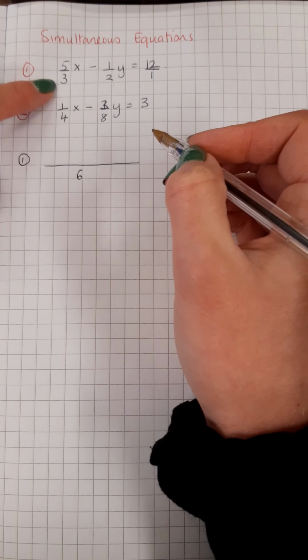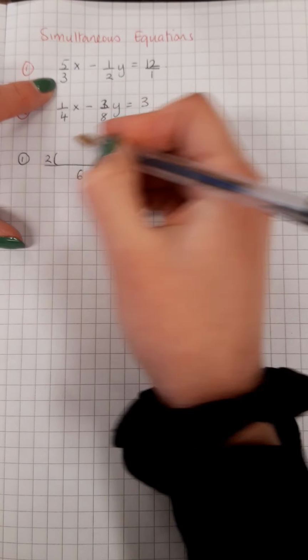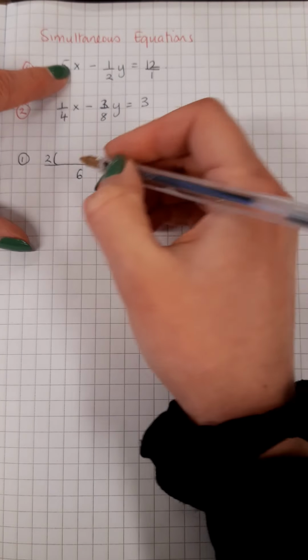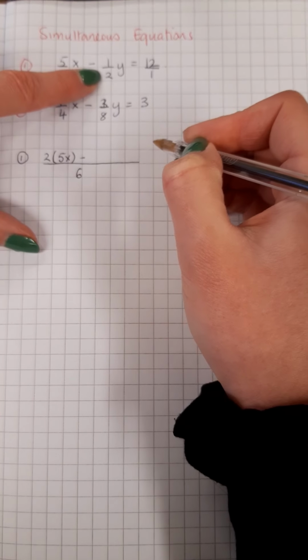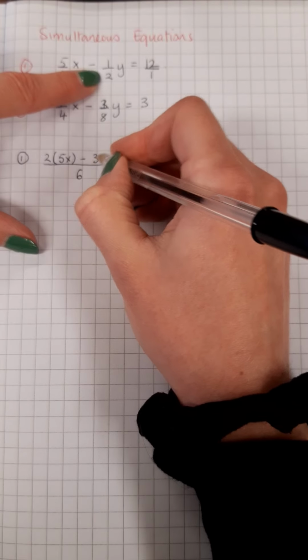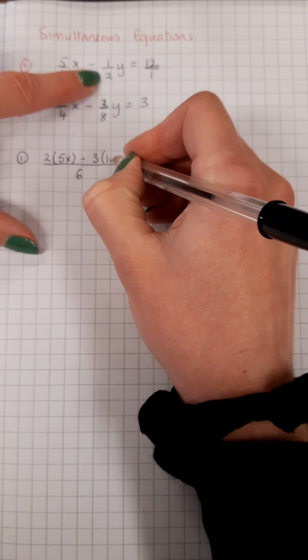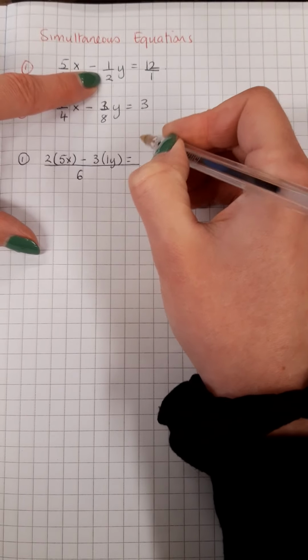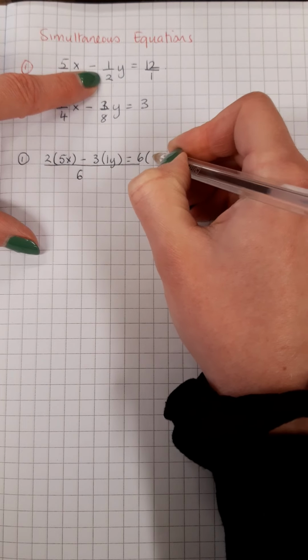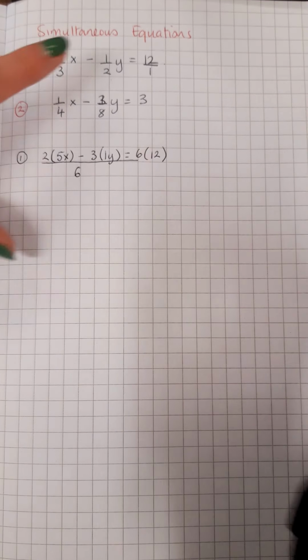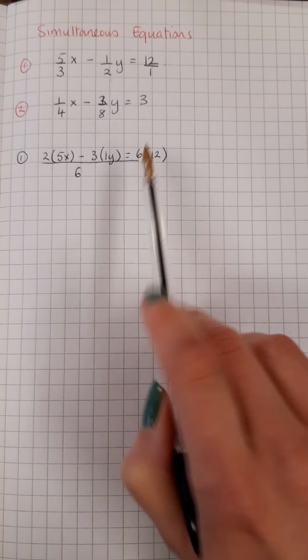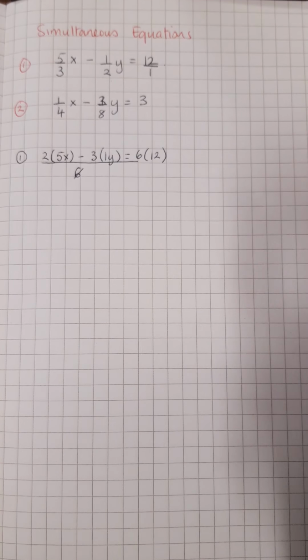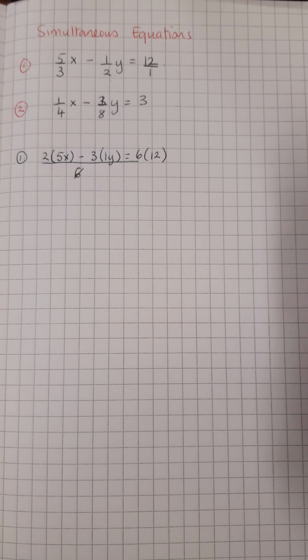3 into 6 goes 2 times, and it's 2 times whatever is on top of that fraction, which is 5x. Then minus, 2 into 6 goes 3 times whatever is on top, which is 1y, equals 1 into 6 goes 6 times whatever is on top, which is 12. Okay, because we've used a 6 all the way across the line, the 6 cancels out, and we can simplify that line in one moment.